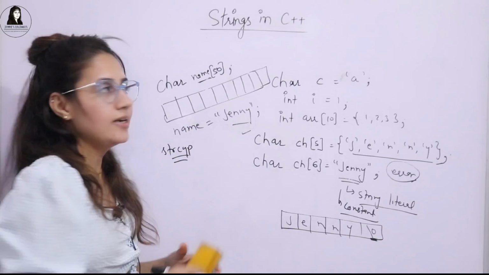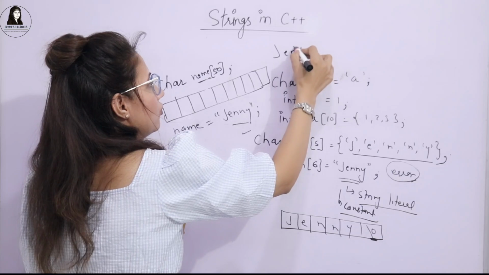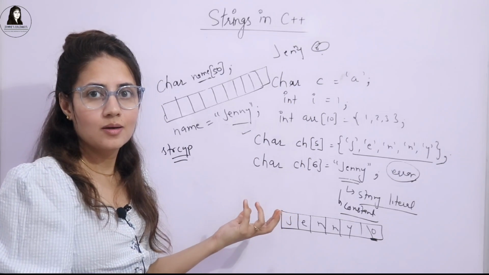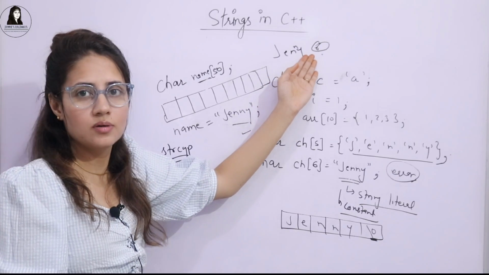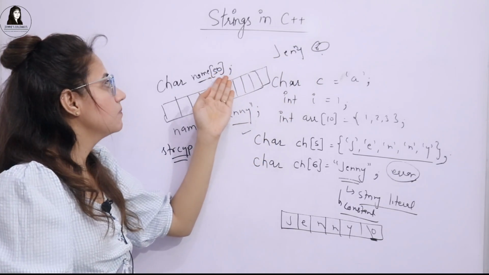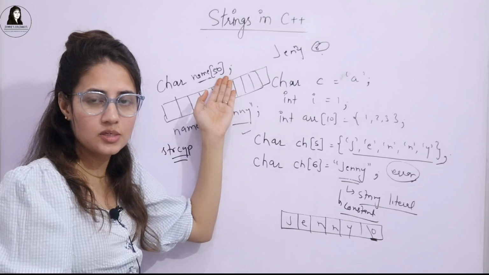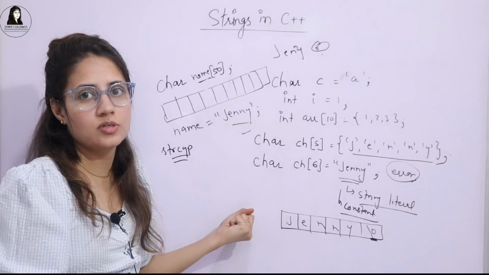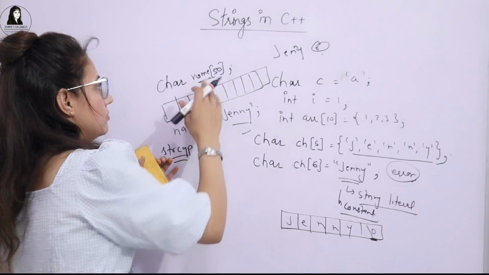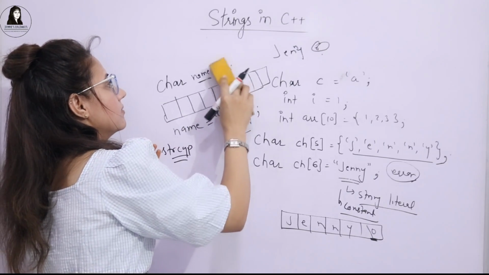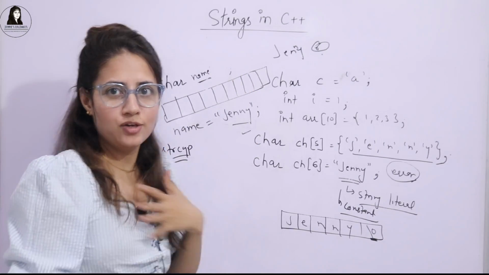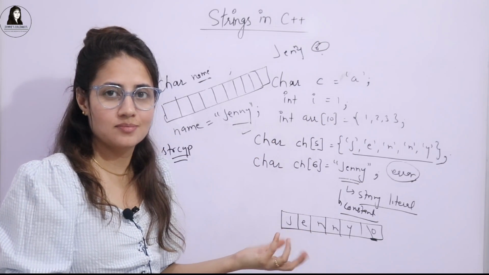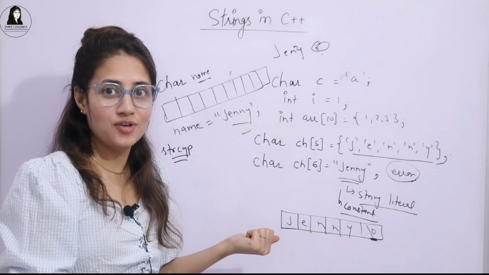But suppose I enter only Jenny. Jenny is going to take only 6 bytes, 5 and 1 for null. The remaining 44 are just a wastage, right? So this is the main drawback of using this type of string. What if you don't have to give the size here, and at runtime when you enter the username, it automatically takes a username of any length? That would be fine.